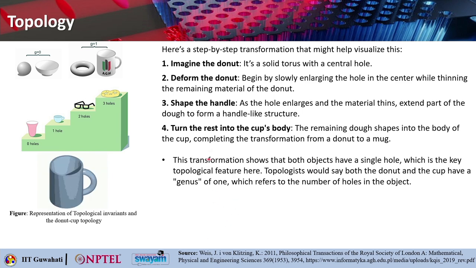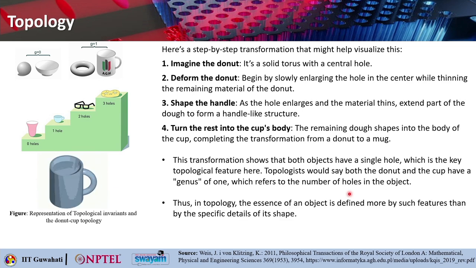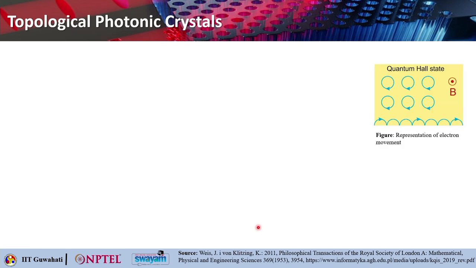So, what is important here? The transformation shows that both objects have a single hole, which is the key topological feature here. So topologists would say that both the donut and the cup have a genus of one. That refers to the number of holes in the object. Therefore, in topology, the essence of an object is defined more by these features than by the specific details of its shape. So, that is what topology is.